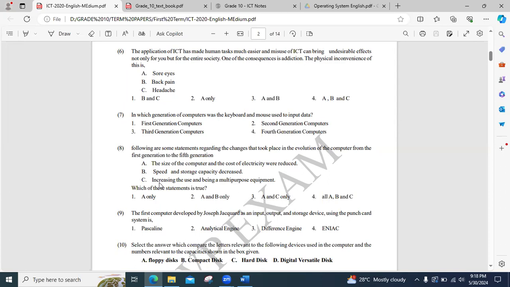Increasing the use and being a multi-purpose equipment. Yes, correct, because nowadays you can use computers for various activities. So then the answer should be A and C. That means for the eighth question, answer is 3.